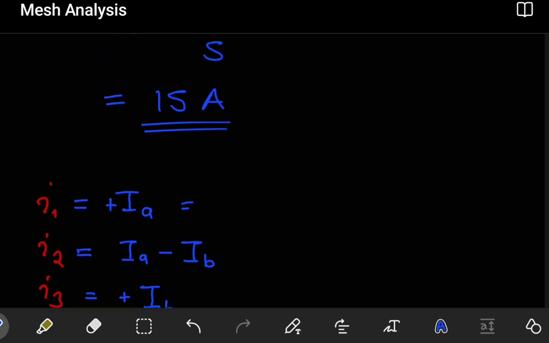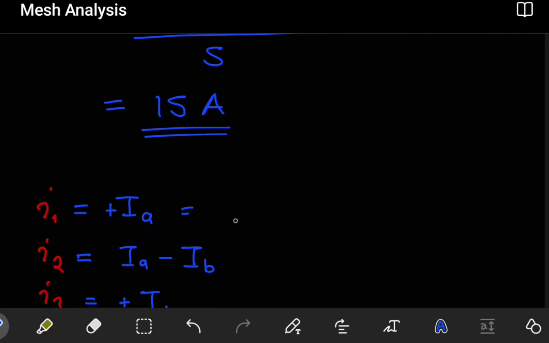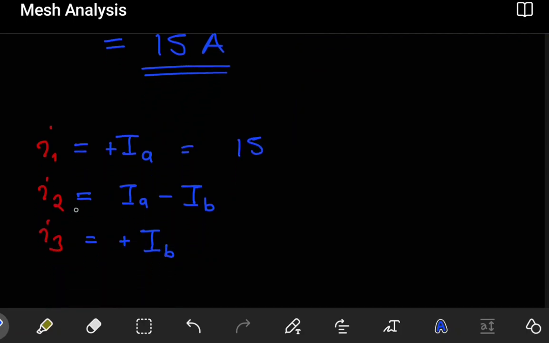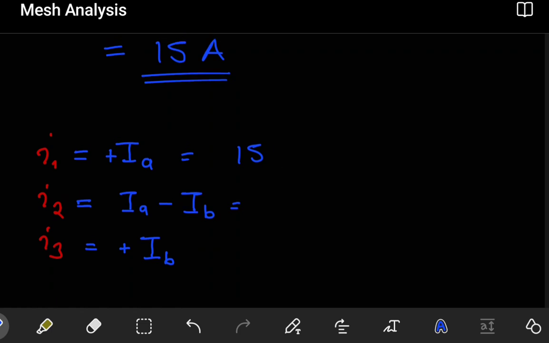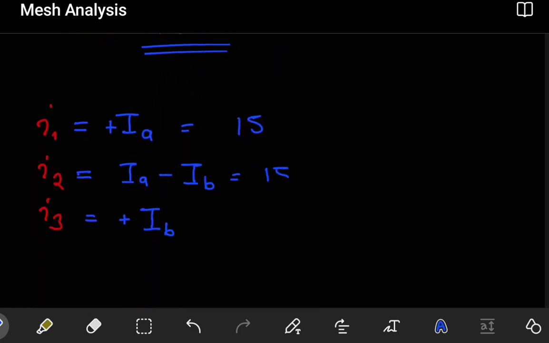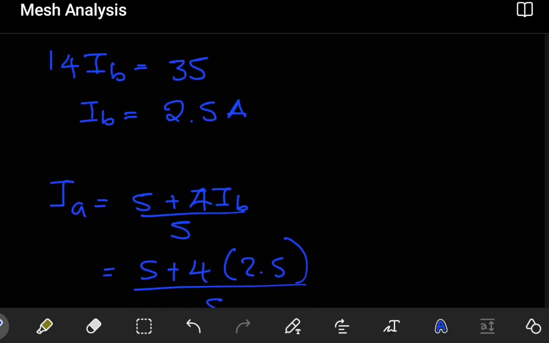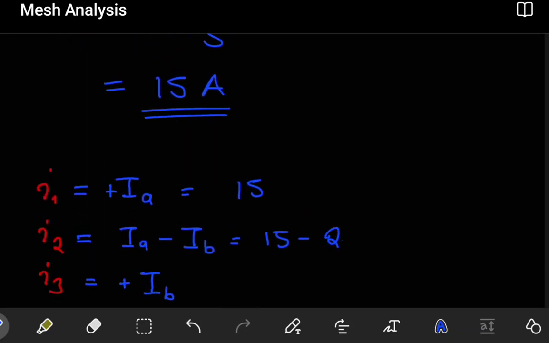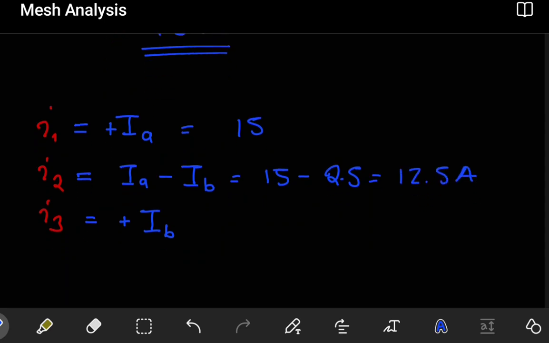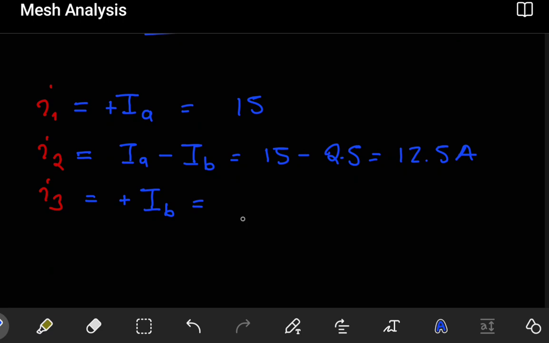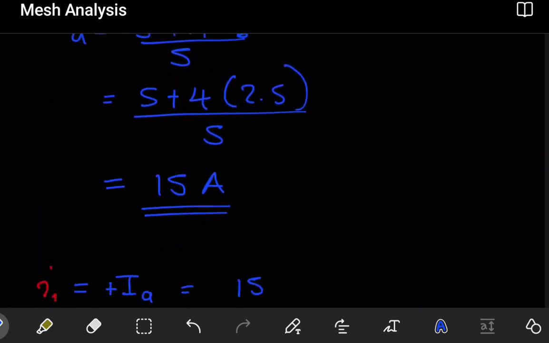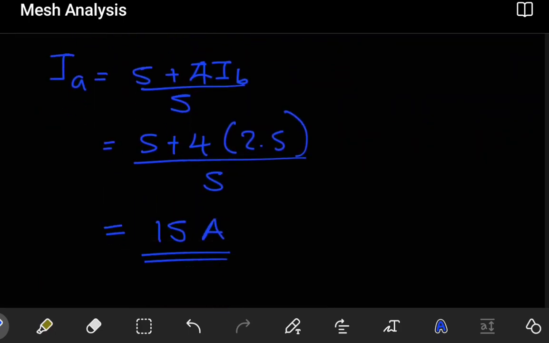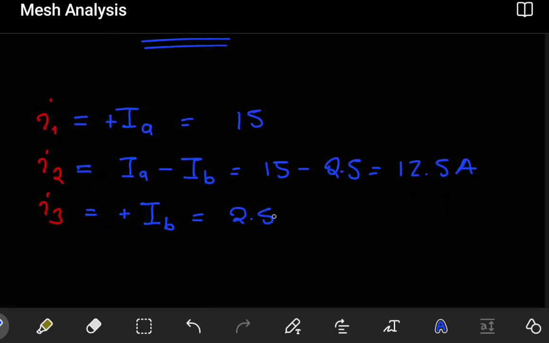IA is 15 amps, so I1 has to be 15 amps. Then I2 is IA minus IB, so this is going to be IA, which is 15, minus IB, and our IB was 2.5. So this becomes 12.5 amps. In the same way, I3 is equal to IB, and our IB was 2.5. So these become our answers. We have found what the currents are.